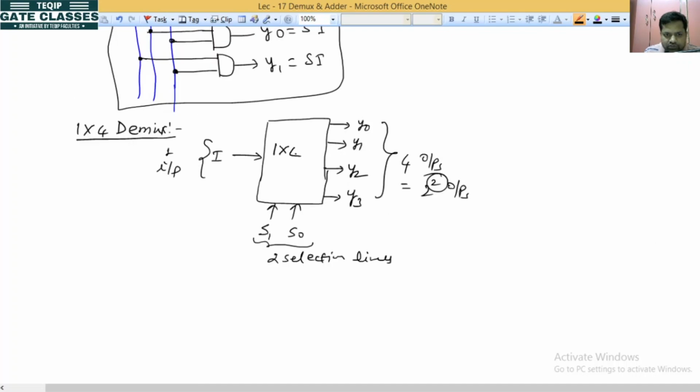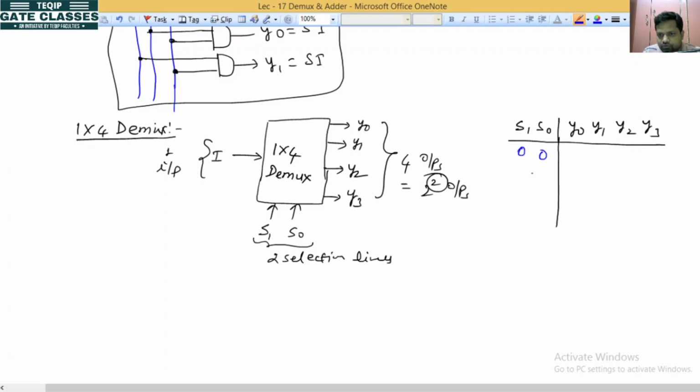It is 1 cross 4 demux. So if we form the truth table, then it will be S1, S0, Y0, Y1, Y2, Y3. So with 2 inputs, how many combinations? 4 combinations: 0 0, 0 1, 1 0, 1 1.